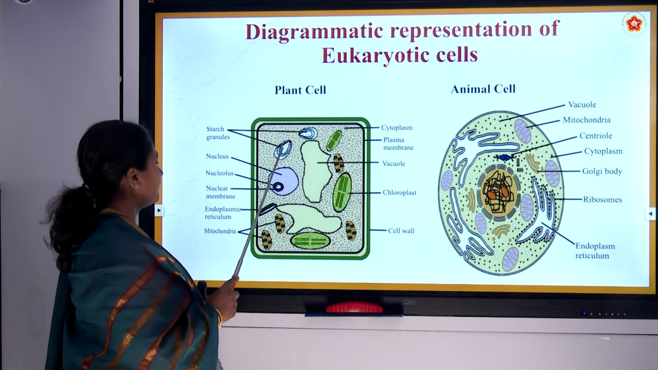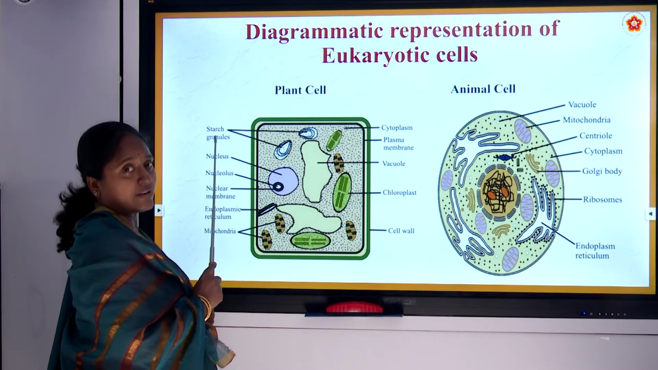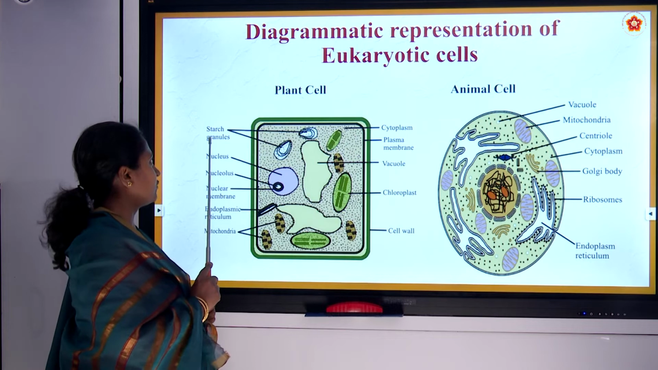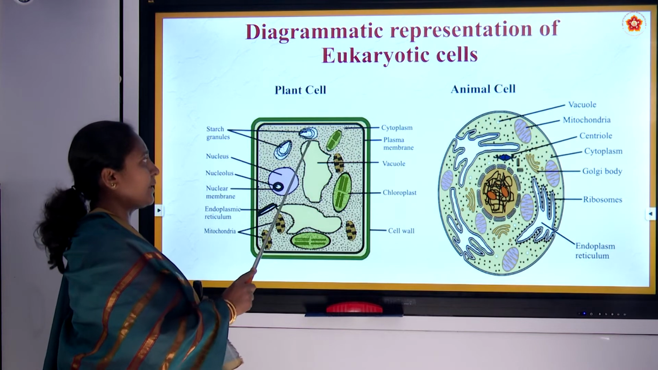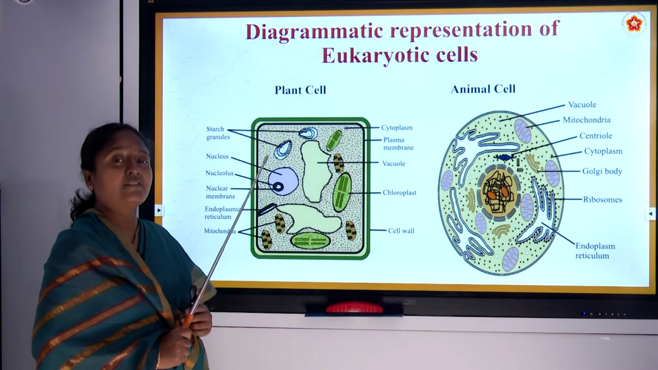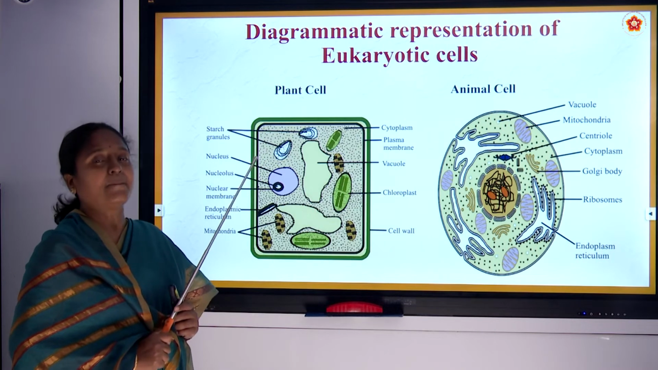In plants, the storage granule will be the starch, right? It will convert glucose into starch and store it in the cytoplasm. So, we can see the starch granules which are present in the plant tissue.